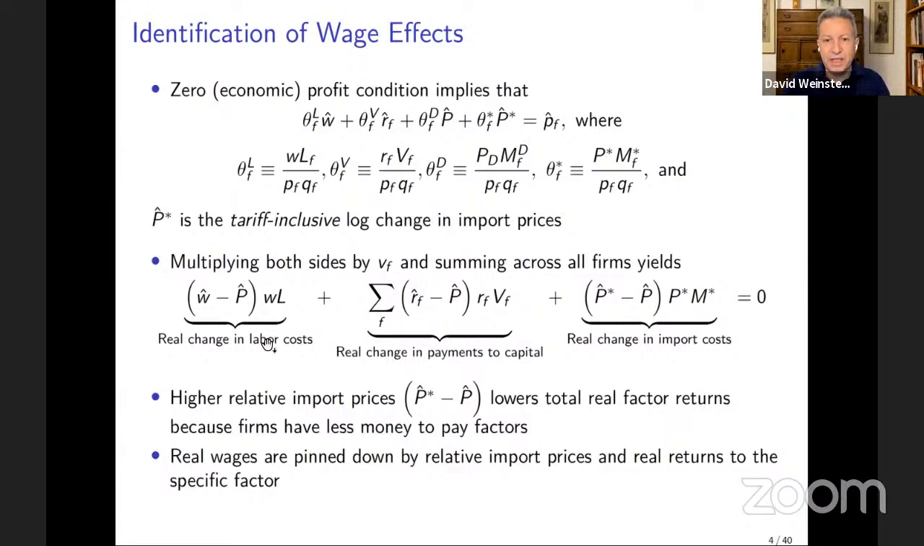The second thing that you can see immediately from this equation, it's going to give us the identification that we're going to use, is that if we can observe what's happening to the relative prices of imports, and we know how the trade war affected the returns of each firm, as well as what it did to the aggregate price level, then we know what it did to real wages. And we're going to use that in order to get our results on real wages.